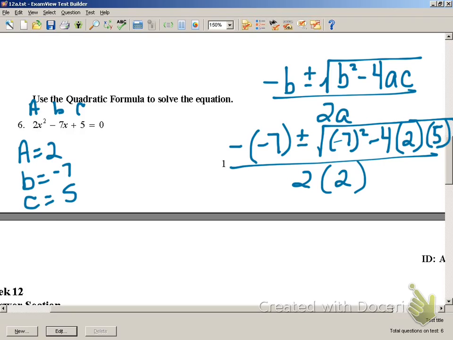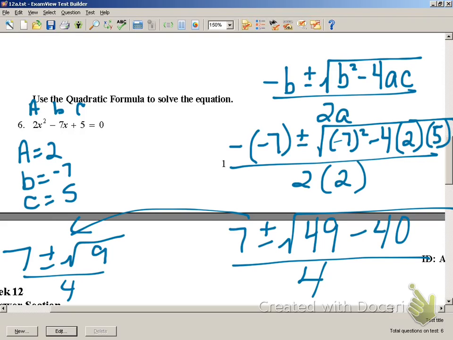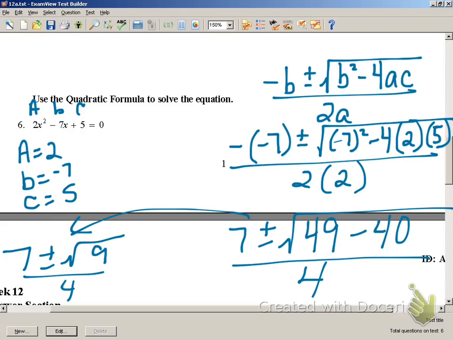Now we solve. I have 7 plus or minus the square root of 49. 7 squared is 49. Then I have minus 4 times 2 times 5. 4 times 2 is 8. 8 times 5 is 40. All divided by 4. So that gives me 7 plus or minus the square root of 9 over 4. And the square root of 9 is 3. So I have 7 plus or minus 3 over 4.